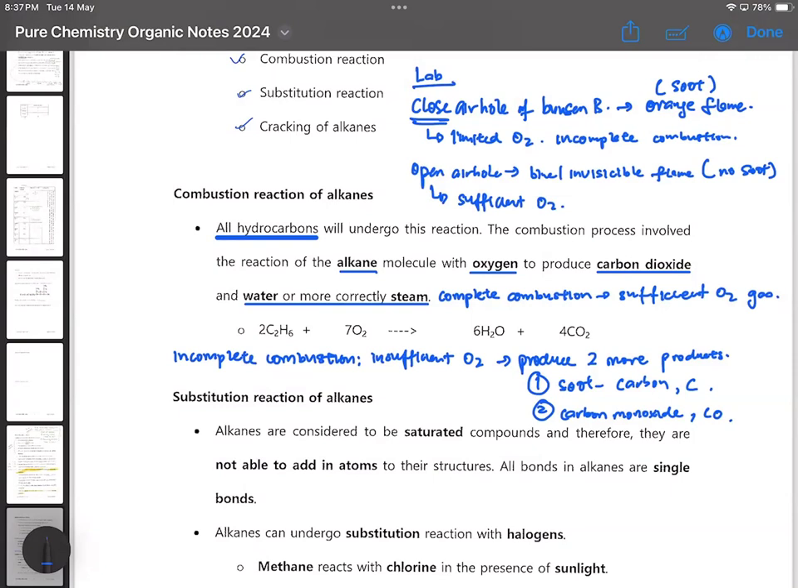Sometimes on the road, you might see some vehicles giving out black smoke. Black smoke is also soot. This means that the fuel burning within the vehicle has undergone incomplete combustion, and as a result, soot is formed, and that's when you get smoke produced. Okay, so this is the difference between complete and incomplete combustion. Please help jot this down. If there's no question for me, I'll move on to substitution.